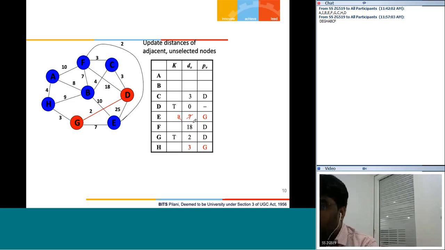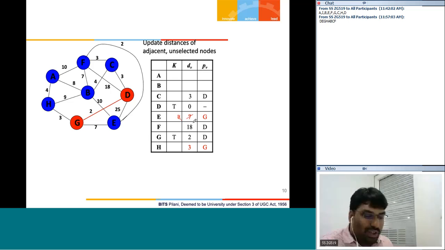Yes, you are checking with the adjacency nodes here. Actually, what you are trying to do is, you are just going to update. There is a path E. Instead of D being my parent, I will take G as parent, and it is 7. That is what you are saying.